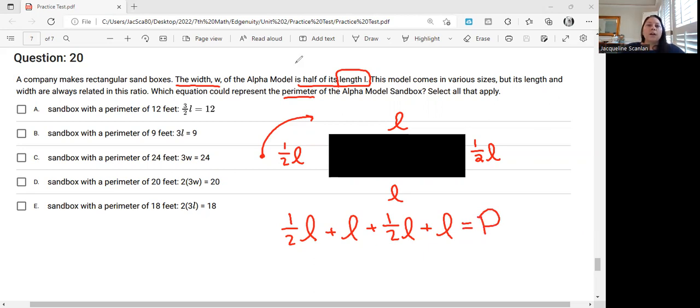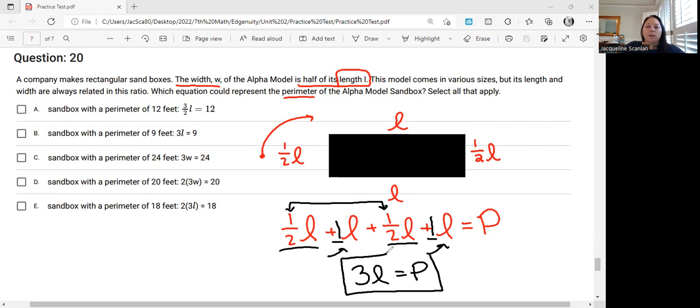All right, I'm going to now go ahead and simplify this equation. I'm going to remember that the invisible numbers in front of a letter are 1, and now I'm going to add them all together. So I have 1/2 plus 1 plus 1/2 plus 1. I'm going to put the two halves together to make 1 whole. So this and this together make 1, plus 1 is 2, plus 1 is 3. So I get 3L. If I take 3 and multiply it by my length, I get my perimeter. So this is the equation that we came up with in order to solve this problem.